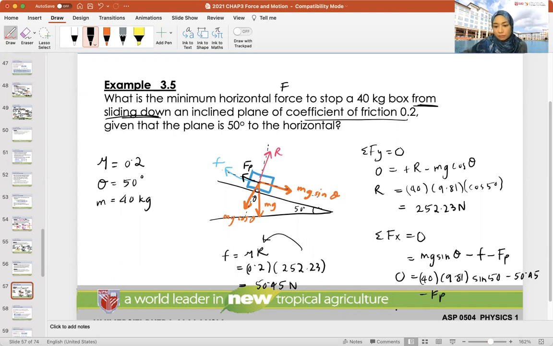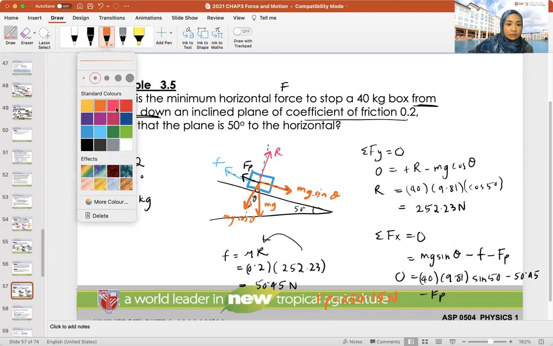Can someone calculate this for me? What is Fp? 250.15. Yes. Oh, besar juga. Okay, thank you. Okay, let's go back to this question.